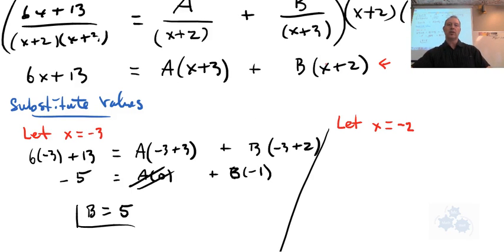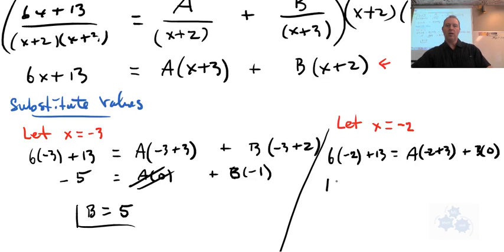So x equals negative 2 is going to get rid of this b value. So we're going to have 6 times negative 2 plus 13 equals a times negative 2 plus 3 plus b times 0. So negative 12 plus 13 is 1. Negative 2 plus 3 is 1. So we have a times 1 plus 0. So a equals 1.